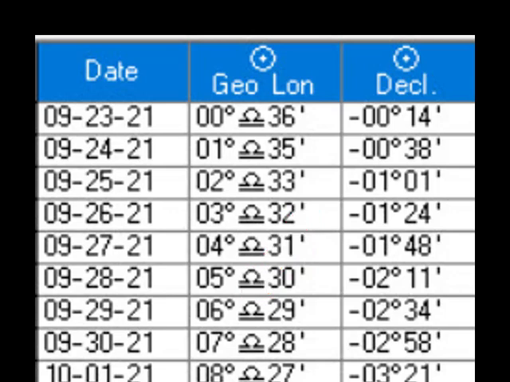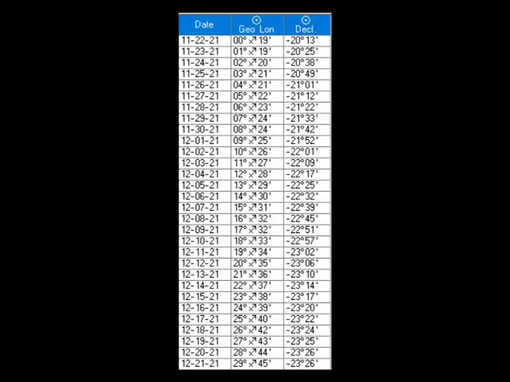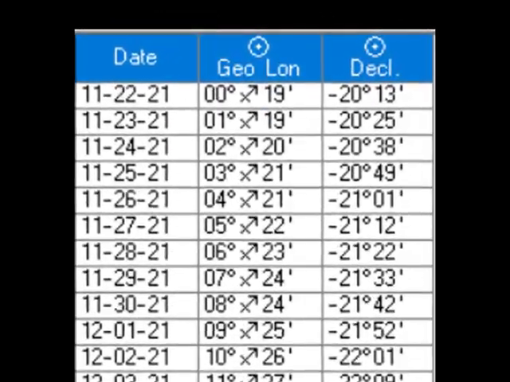Let's bring up a different month and try another one. Suppose the planet that you have chosen to work with has a declination of 21 south 01 and increasing. Its vertical zodiac twin would be located at 4 Sag 21.